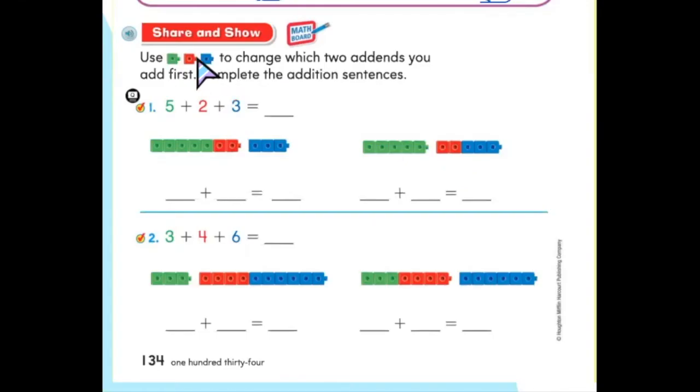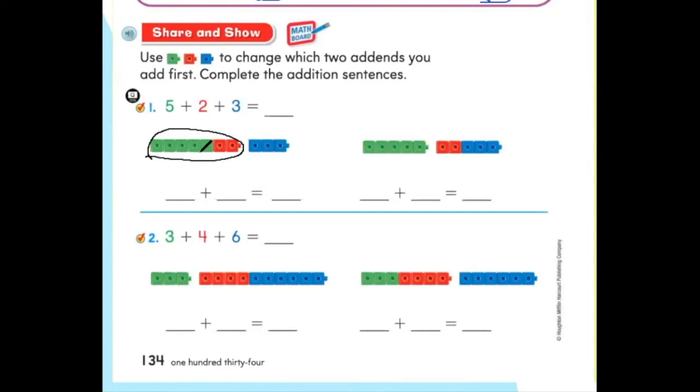Now let's take a look at the bottom part of our page. It says, share and show. Use linker cubes to change which two addends you add first. Complete the addition sentences. Number 1 says, 5 plus 2 plus 3. We are going to start by adding this first cube train here because it is connected as one long cube train. That shows us which two addends we're going to add first.